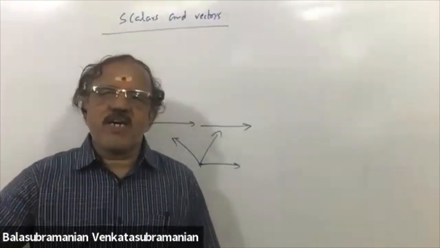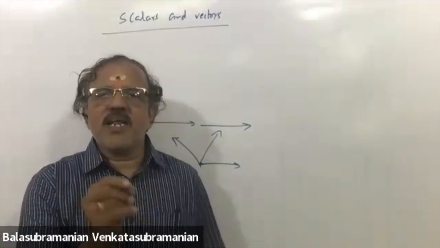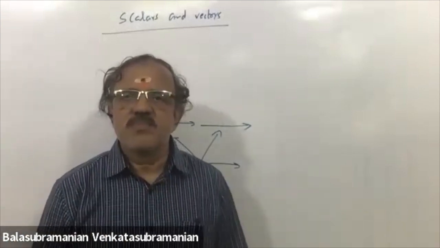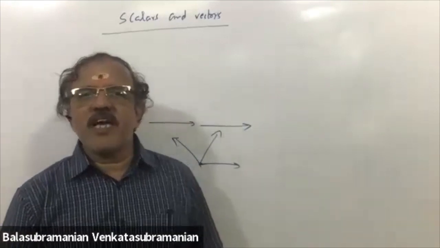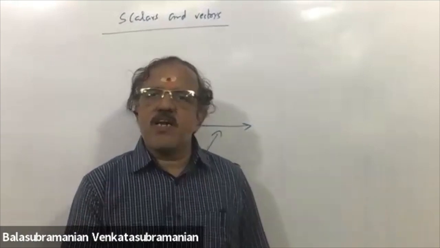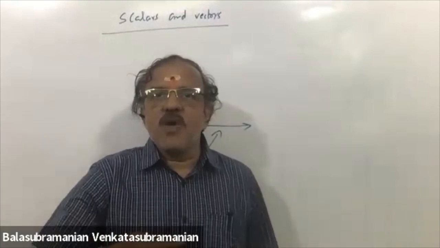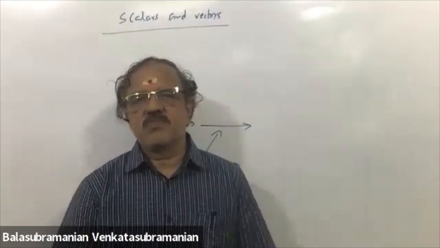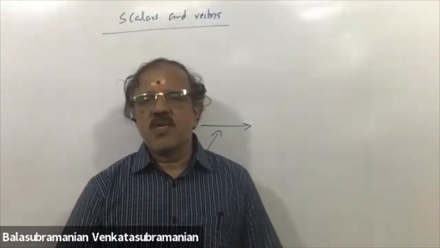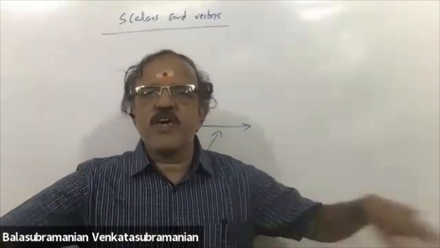Parallel and non-parallel vectors. See the word parallel, same direction. Non-parallel means opposite direction. Two vectors pointing in the same direction, sometimes the magnitude may be the same, sometimes the magnitude may be different. Same magnitude, same direction, equal vectors. Unequal vectors, anti-parallel vectors. Parallel, same concept, only different types.